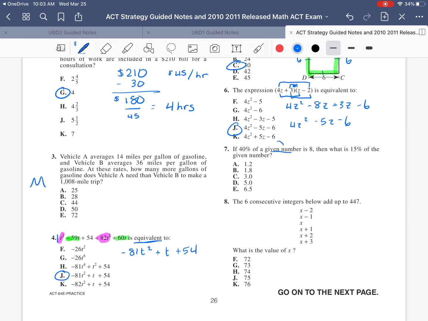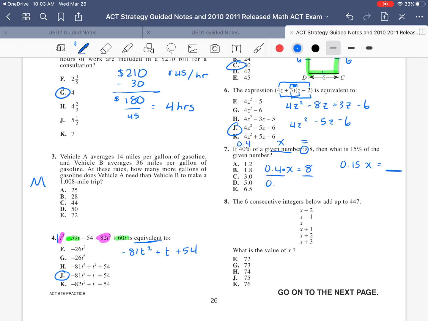If 40% of a given number, so we're going to say that given number is x, is 8, "is" is another word for equals. So I'm going to write this as an equation. 40% is the same as 0.4. 0.4 times x equals 8. Then what is 15% of the given number? So we're going to look for 0.15 of x equals, and that's our answer.